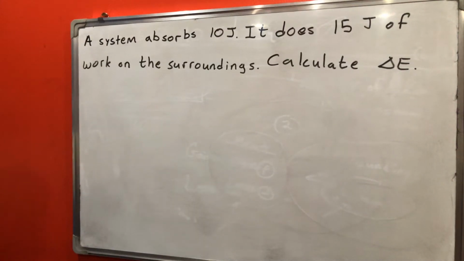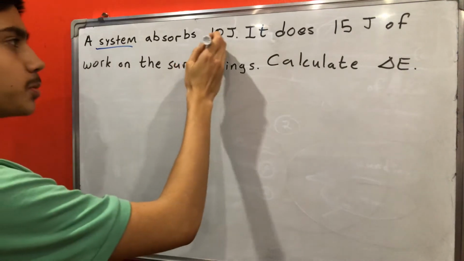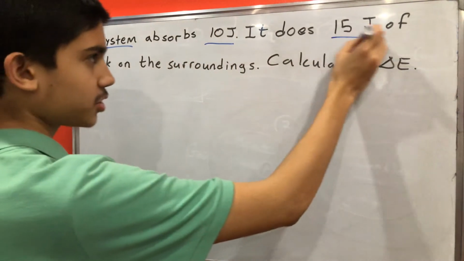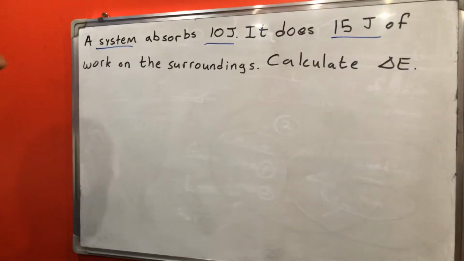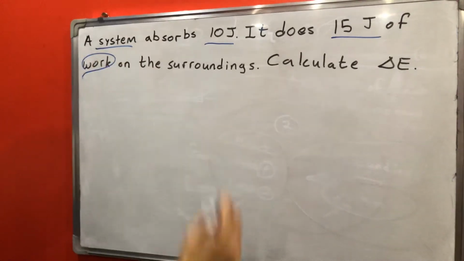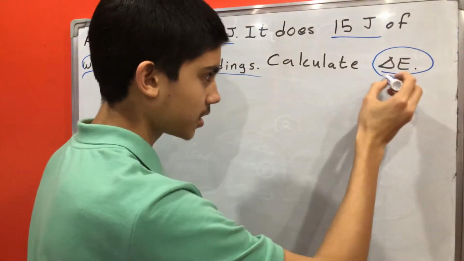So let's say we have a problem like this. They're saying that there's a system and it absorbs 10 joules, so an amount of heat, and it does 15 joules of work, so this is an important word, work, on the surroundings, and we have to calculate this thing called delta E.